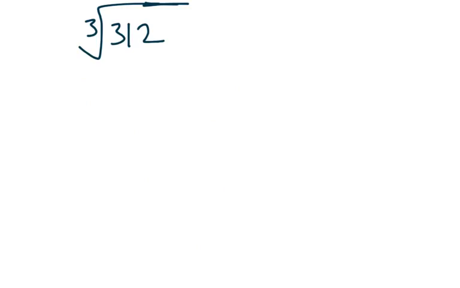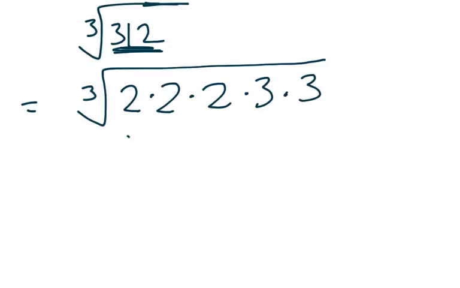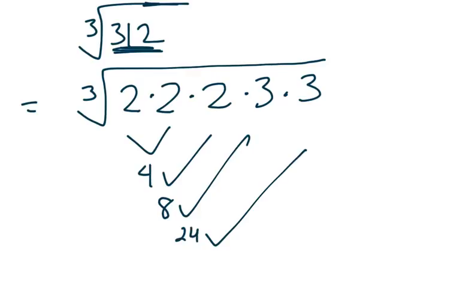Our last practice, let's try the cube root of 312. So the radical sign stays and we don't change the index at all. We're just going to rewrite the radicand in its prime factorization, which for 312 is 2 times 2 times 2 times 3 times 13. 2 times 2 is 4, 4 times 2 is 8, 8 times 3 is 24, and 24 times 13 is 312.